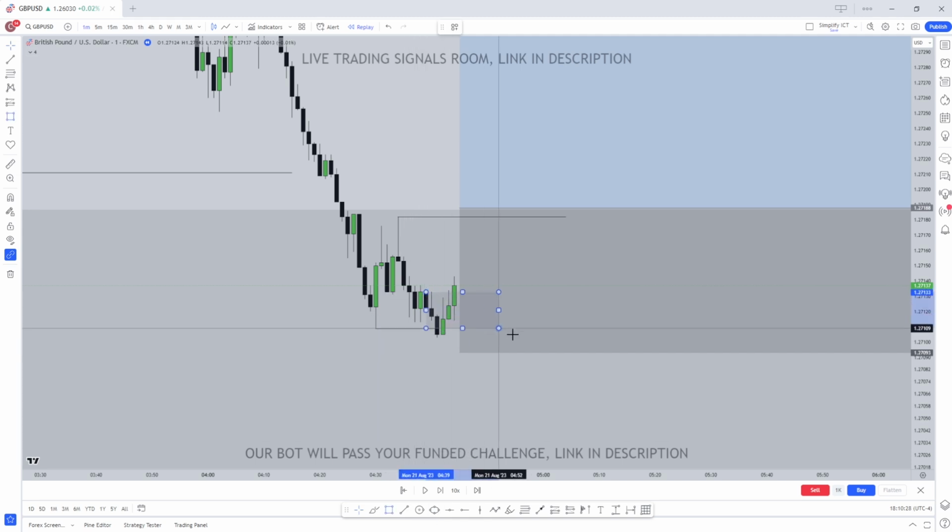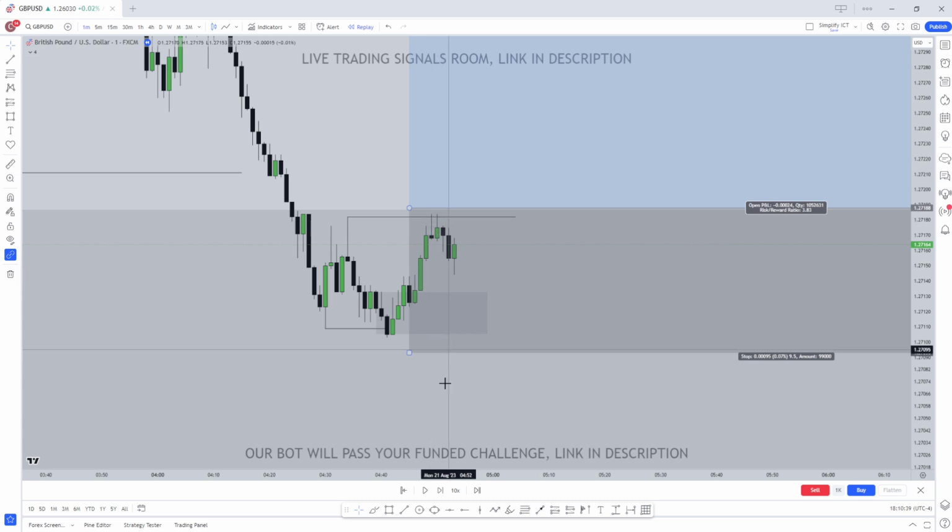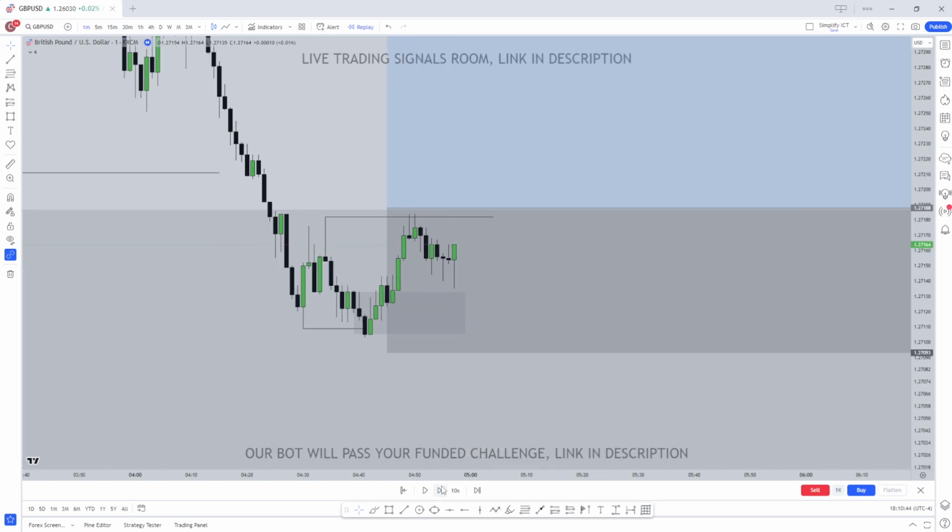Now, as you can see, price did create this order block, so this was even more confidence that the trade was going to go higher. And as you can see, price moved quite aggressively to the upside right there. So now let me show you the confirmation I was looking for.